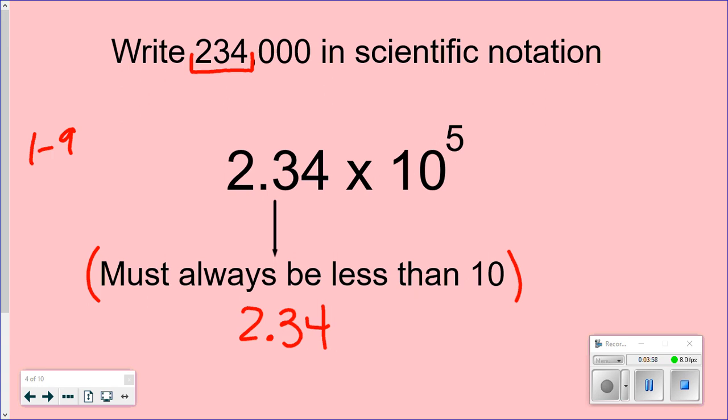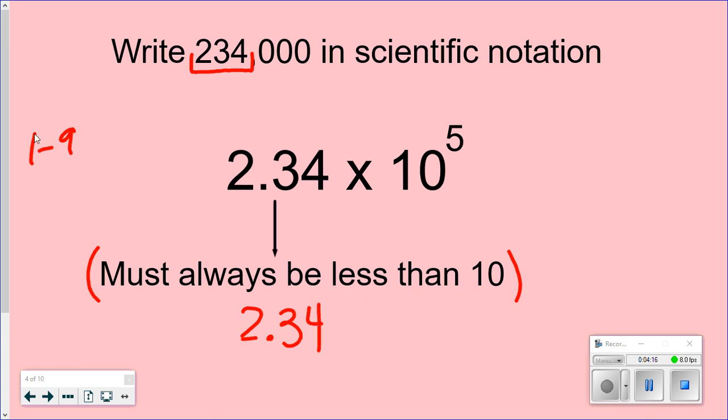Now you can just do that. You can just put it in. You just find a way to make those first 3 or 4 or 5 numbers less than 10. So I couldn't put it here because that gives me 0.234. I couldn't put it here because that's going to give me 23.4. I have to put it between the 2 and the 3 because that gives me 2.34.